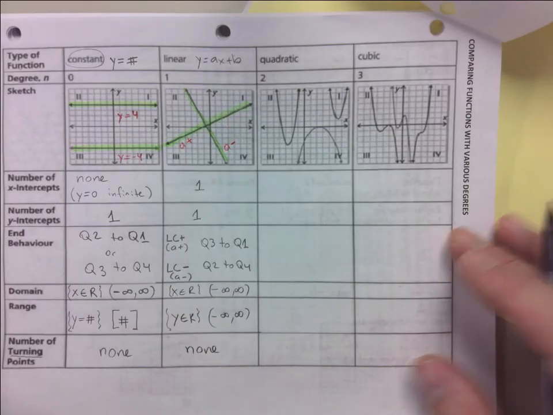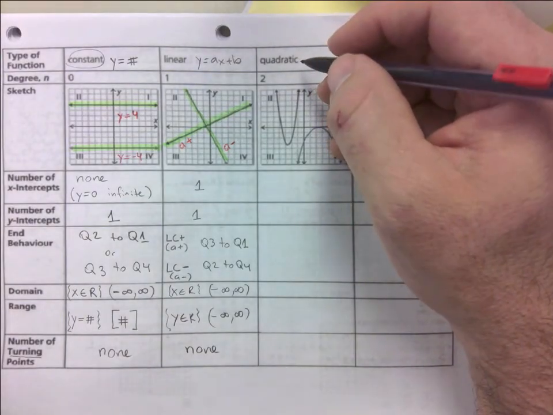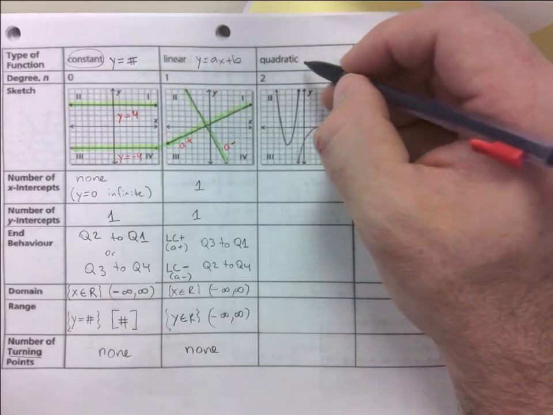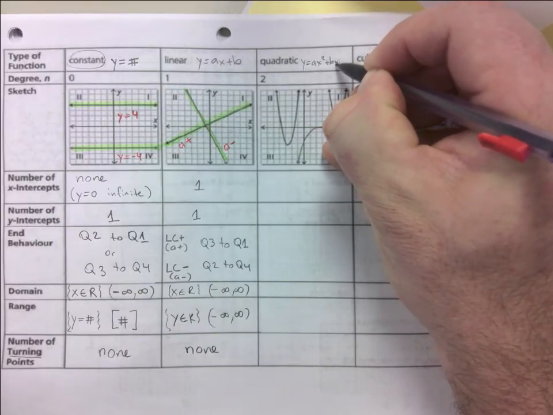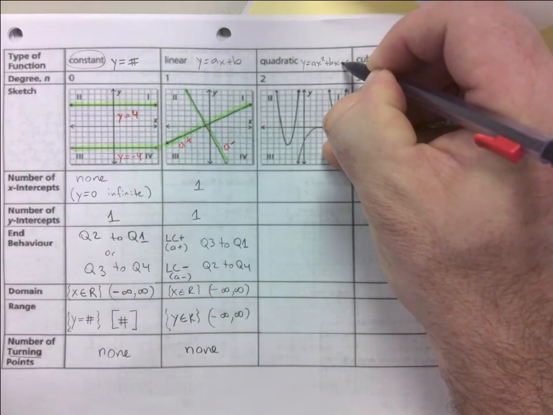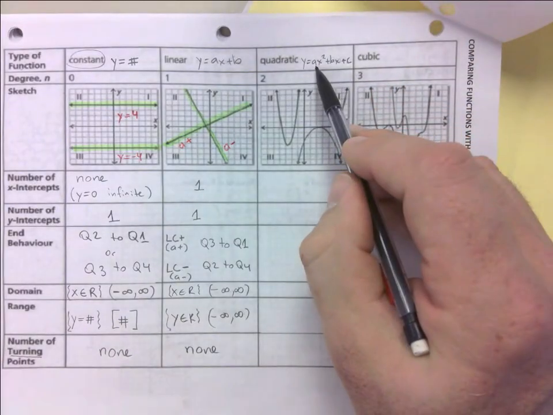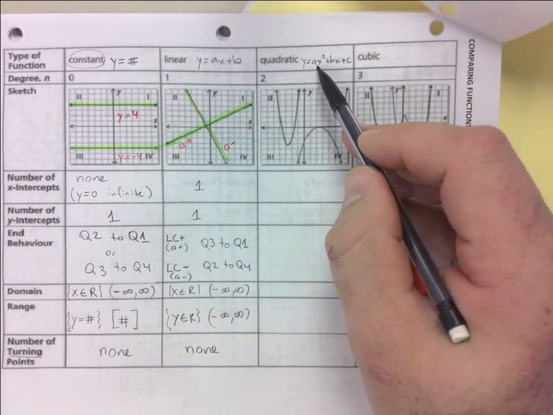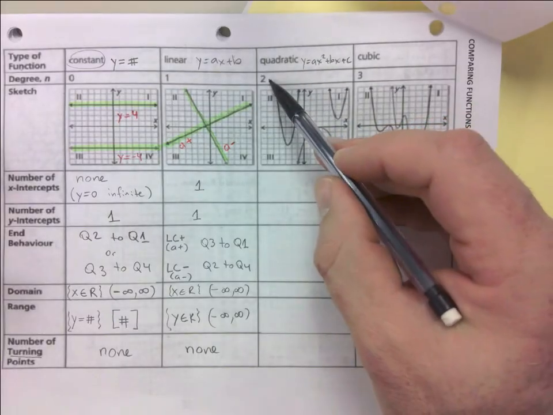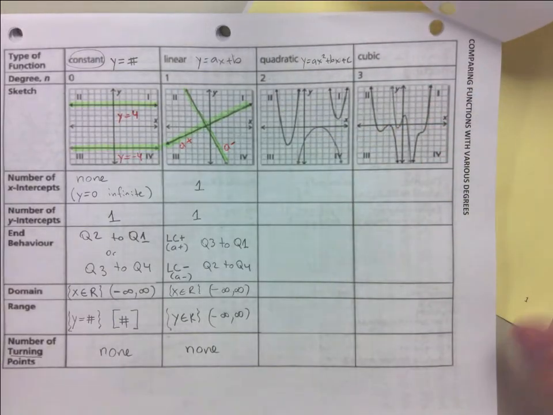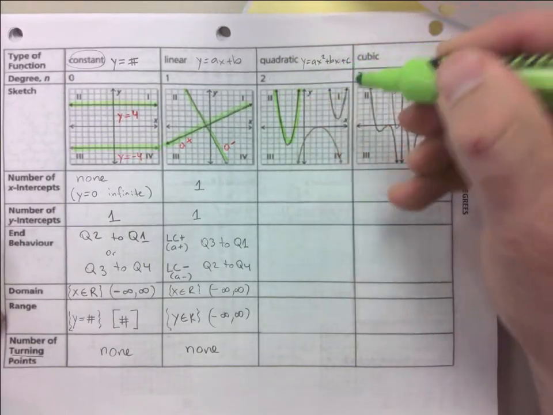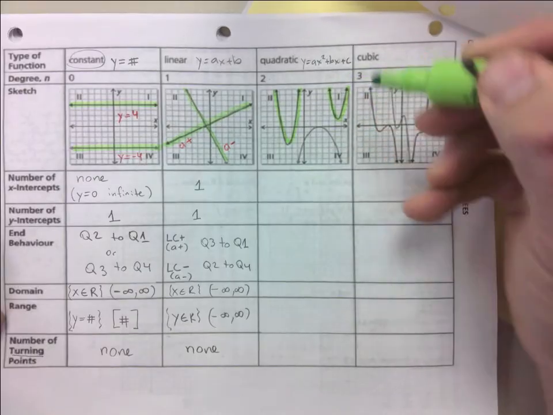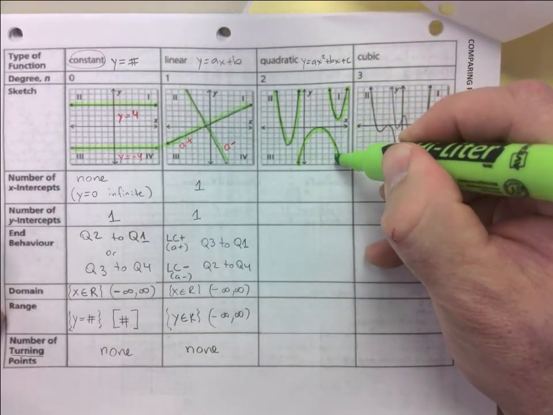Next is my quadratic up here. I'm going to go to quadratic. Ax squared plus bx plus c. The only one that cannot be 0 is a, because if a is 0, it's no longer a quadratic. The degree is 2. And there you have your variations, right? That one, this one.